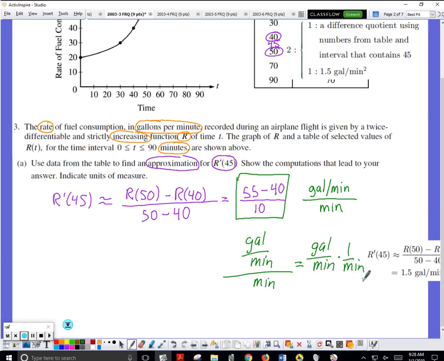So that's how they got gallons per minute squared. But you don't have to, you can just leave it like that. So, Pebble for Boston. Question? Cool. Part B.